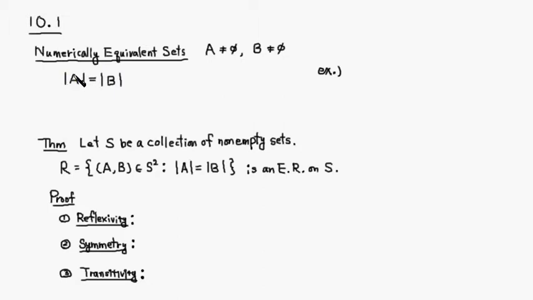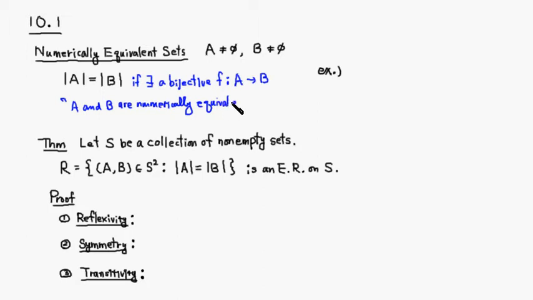We say cardinality of A is equal to cardinality of B if there exists a bijective function f from A to B. Another way to say this is that set A and set B are numerically equivalent, which just means that they have the same cardinality.